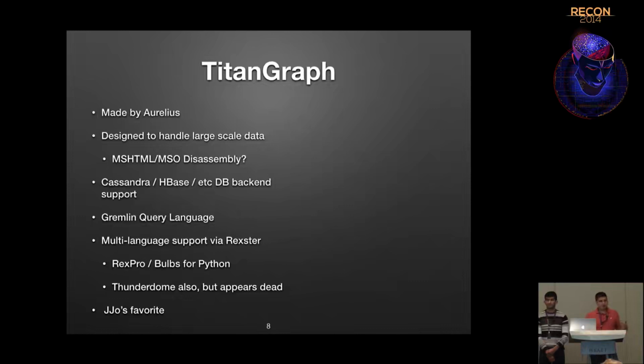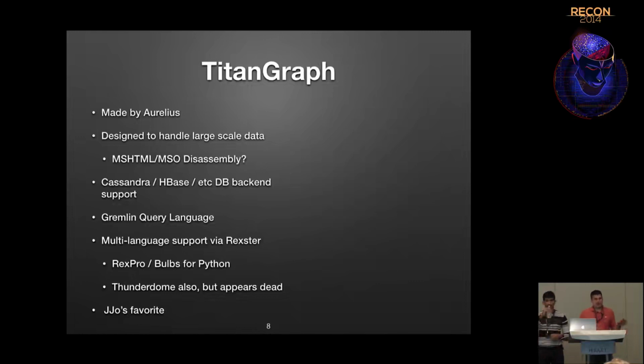And when we're talking about scalability, if you've ever loaded MSHTML or MSO into IDA and you know how long that takes, it'd be cool if you could have something offline to crunch that and then throw it into Titan and actually do operations on it without having to sit there and churn through it in IDA. They have a query language called Gremlin, which is a pretty cool query language. I have some examples of it on the next slide.